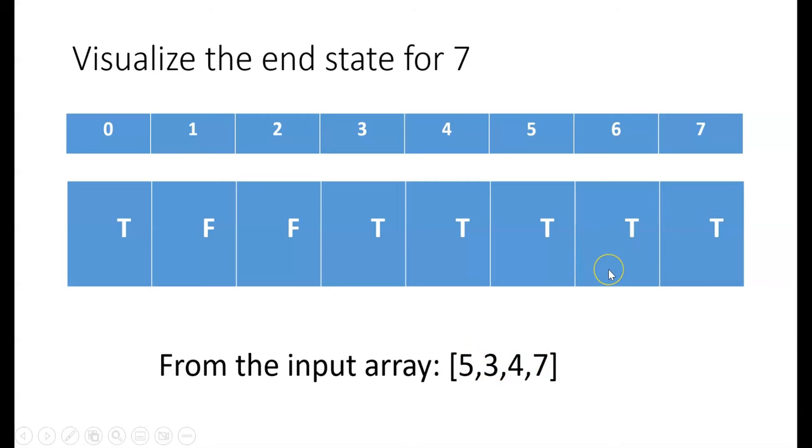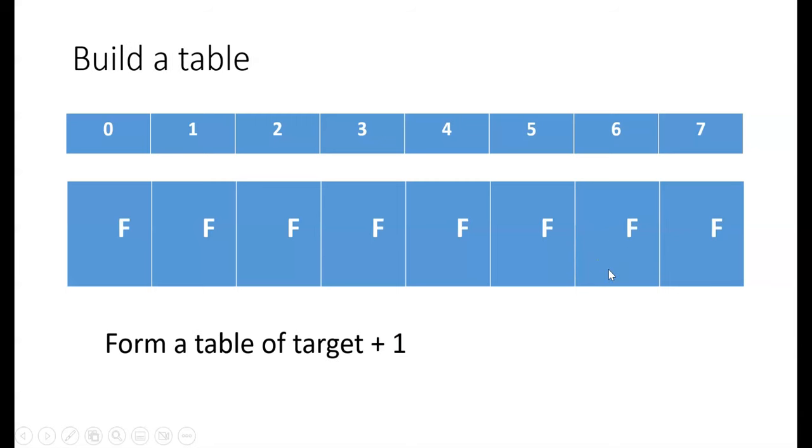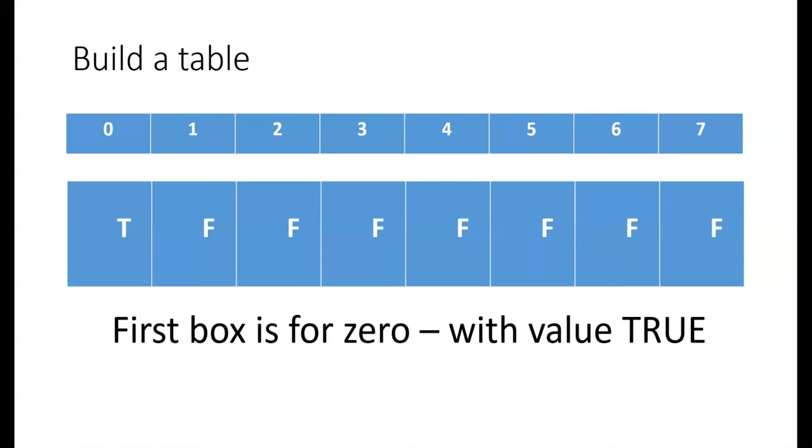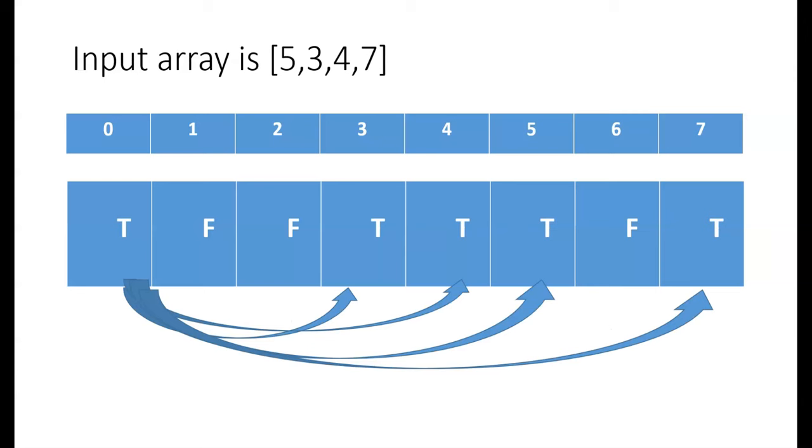So how we build the answer is like this. First we build a table with all false, right? And then the first box we'll set as true for 0, because 0 can be built without anything. Then we initialize the rest of the values, right? They have given 3, 4, 5 and 7. Those 4 values we'll set to true. So that's the very first step, right?